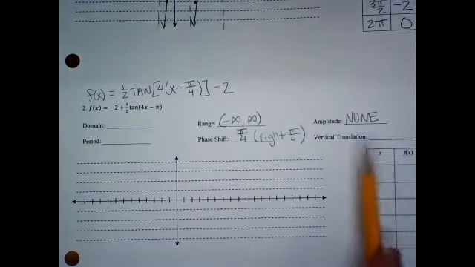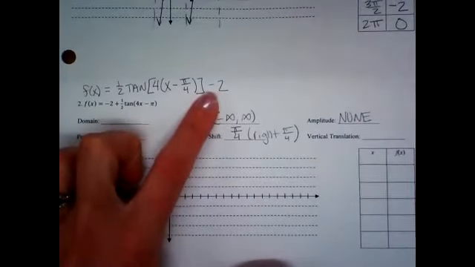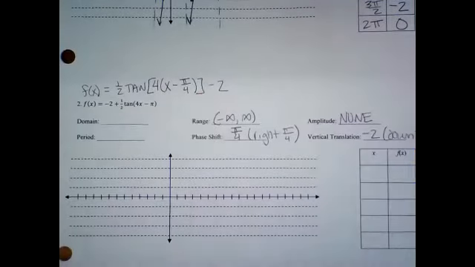And then what's your vertical translation? Well, down 2. So you would say -2 or down 2. All right, we're gonna have to wait on the domain.